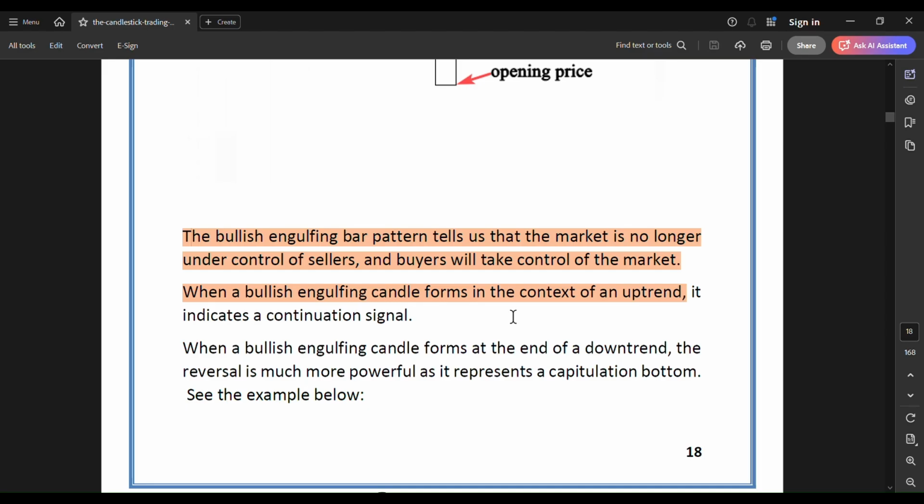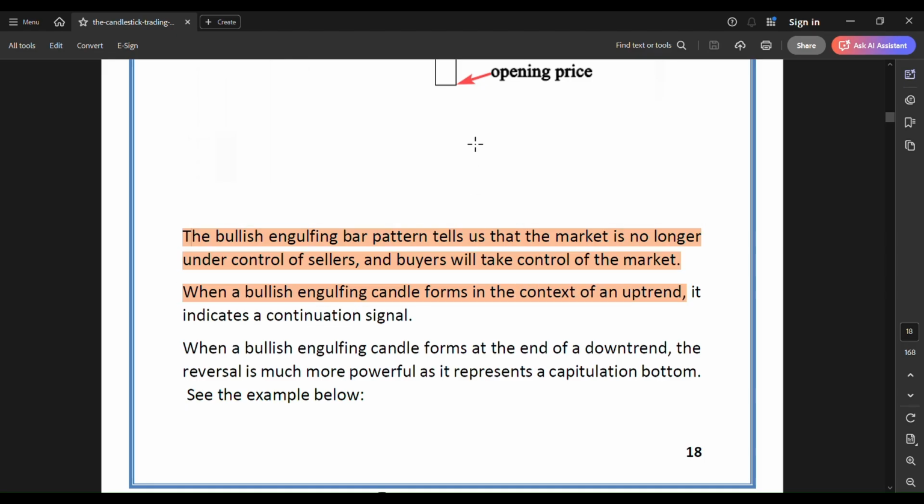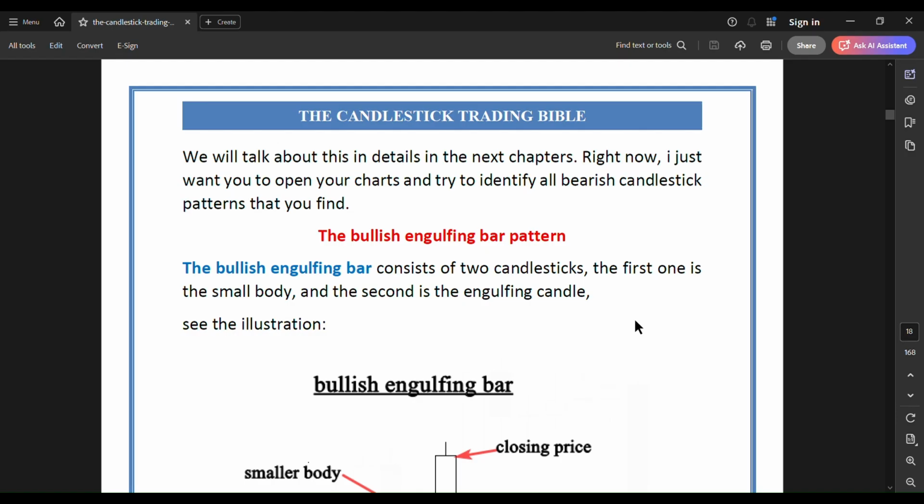When a bullish engulfing candle forms in the context of an uptrend, it indicates a continuation signal. I wouldn't take that last part, that's why I didn't highlight it, but I would take the first part, which talks of who is in control usually. So when a bullish engulfing bar forms in the context of an uptrend, it signals a continuation. I think it's almost similar to what we had here.